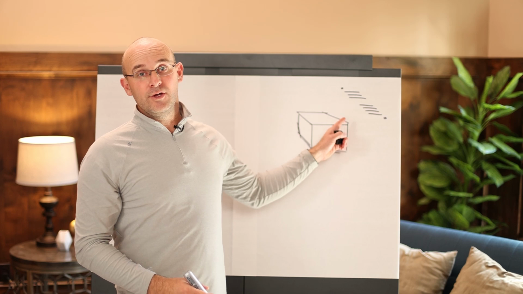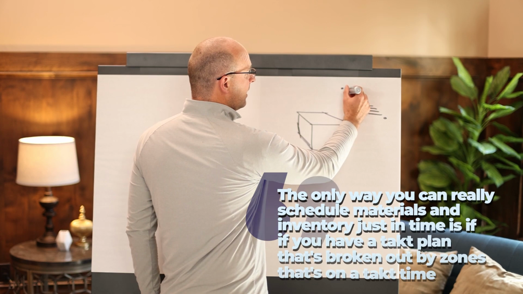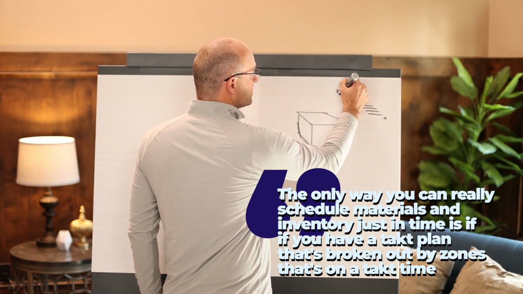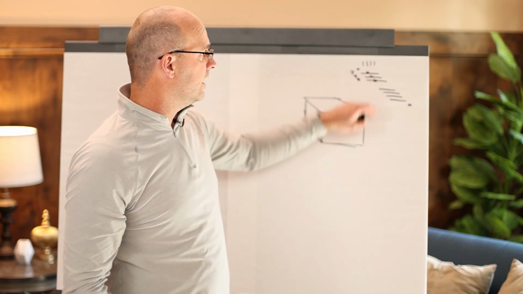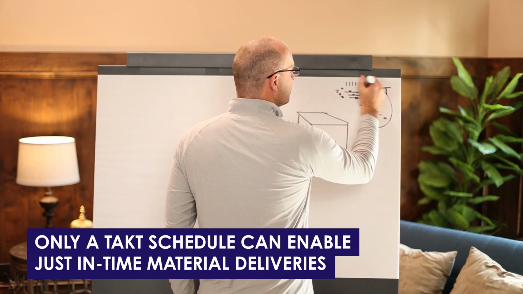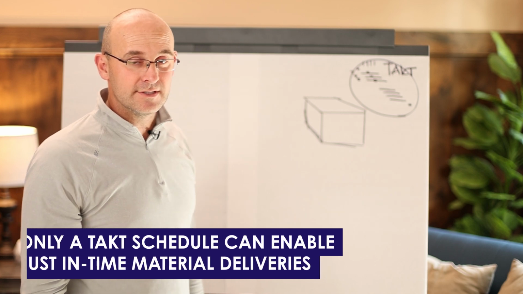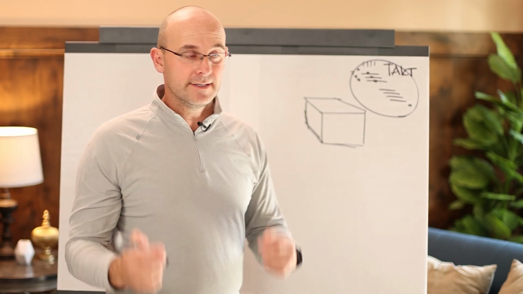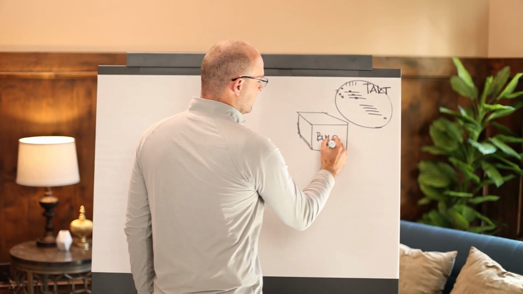The only way you can really schedule materials and inventory just in time is if you have a tact plan that's broken out by zones, that's on a tact time, because now you know what material you need when. So really only a tact schedule can enable this kind of system, just-in-time material deliveries, because construction is so resource dependent. So we have the schedule and we have the building.